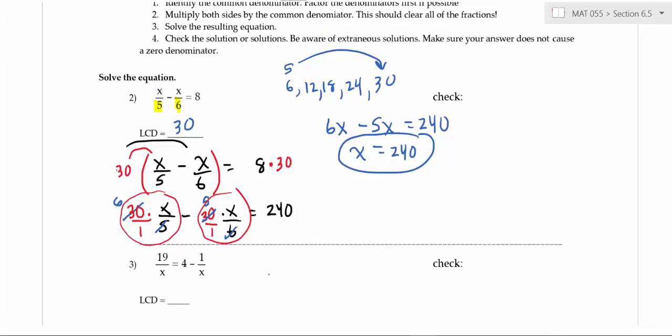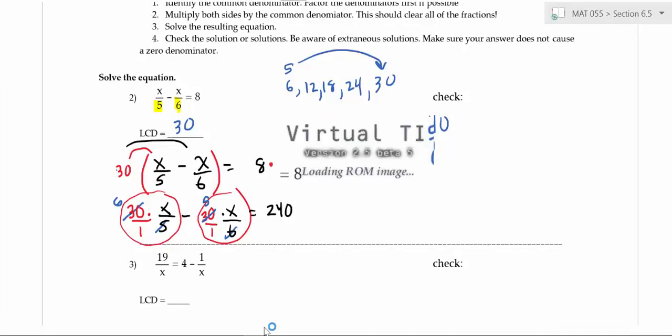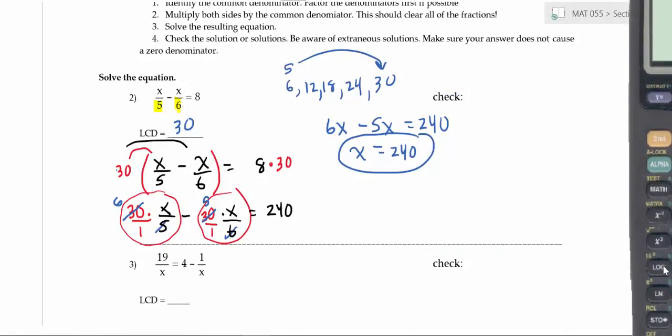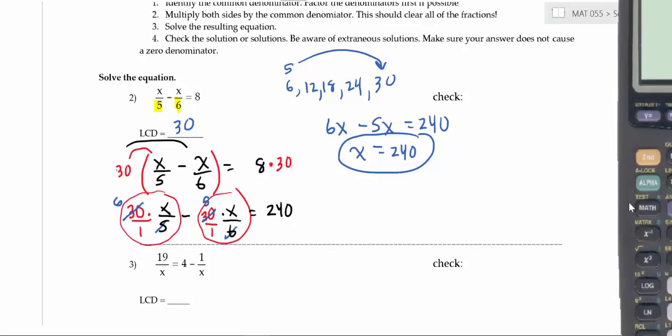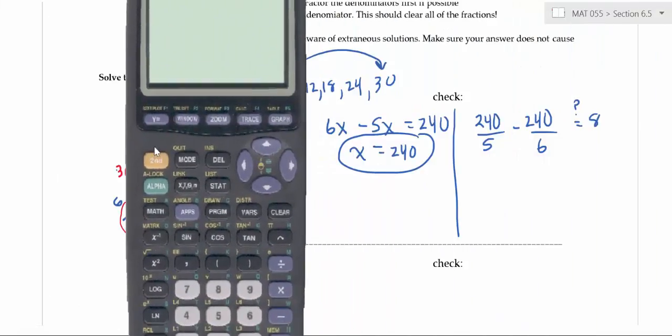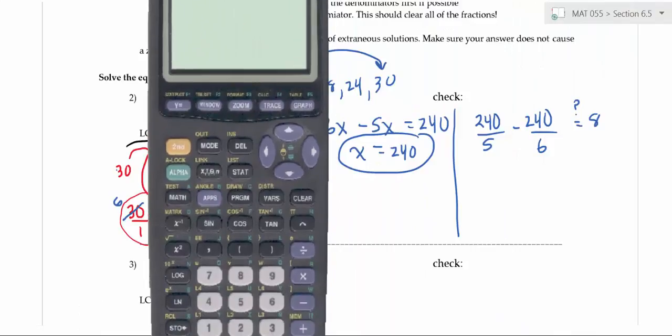Now I'm going to check this one. I am going to use my calculator too to help with the checking on this a little bit, which you could do. So when we check the answer on this, what we're really going to do is plug in, everywhere we see an x, a 240. So we're going to do 240 divided by 5 minus 240 divided by 6, and we're going to see if we get 8. Now I'm going to use the calculator to help me with that just a little bit here.